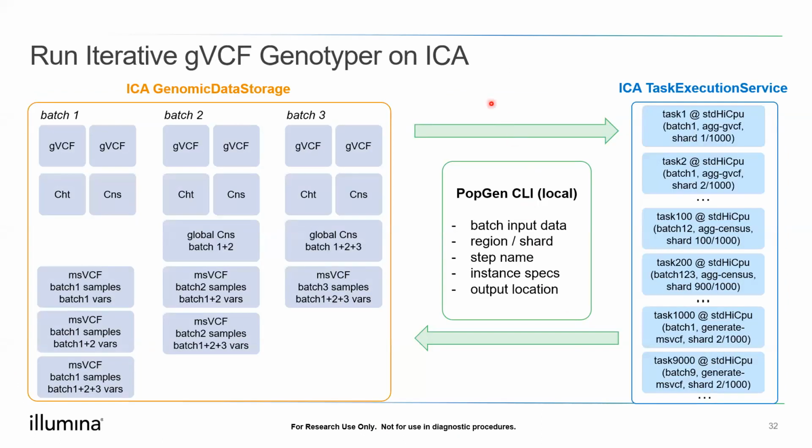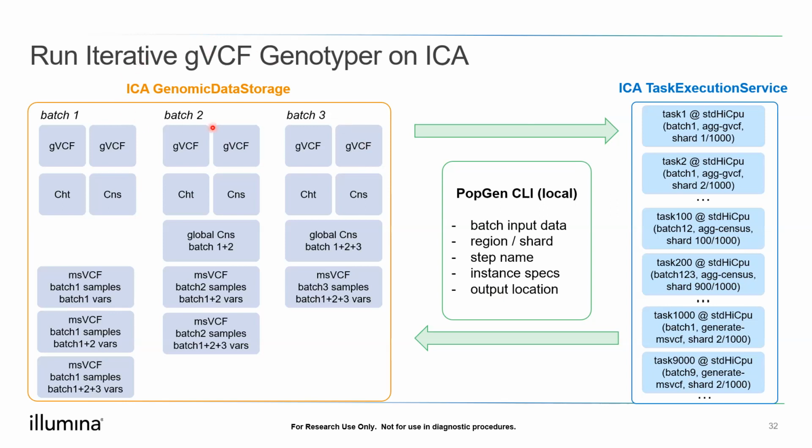Here is an example of how we run this iterative gVCF genotyper on our cloud platform, which is ICA. In the middle is how you control this process. There is a population genomics CLI that runs locally on your machine. It lets you control the batches of input data, and the regions of the genome to parallelize, which we call shards. It lets you control the steps, the 3 steps that I showed in the previous slide. It lets you manage the instance specs, so the instances in the cloud, and it lets you set the output location of the multi-sample VCF file.